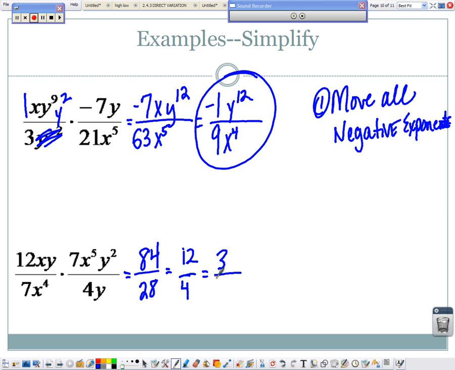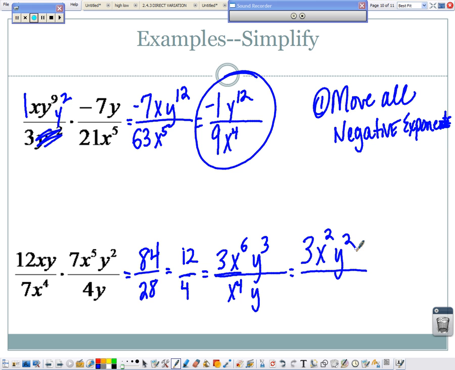So then you can take care of your variables once your coefficients are simplified as far as they can go, or you can do it like we did the previous one. I don't have any negative exponents. X times x to the 5th is x to the 6th. Y times y squared is y to the 3rd. X to the 4th doesn't have anything on the bottom. And then it's just y. So my final answer is going to be 3. I have to subtract them and I get x squared. Subtract them and I get y squared.